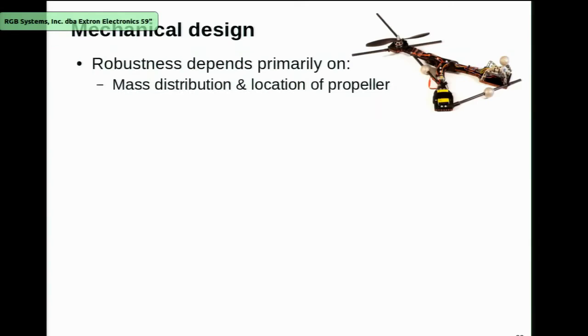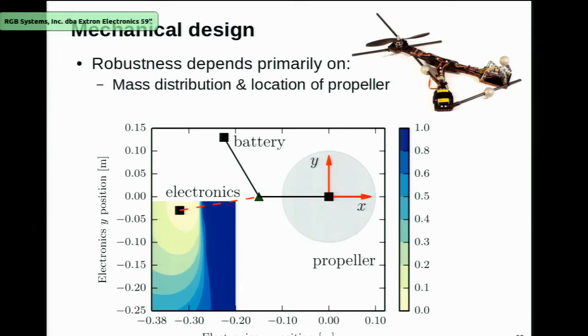Now, I just want to mention, why does it have this funny shape? It's not completely arbitrary. As we saw with the bispinner, the mass distribution is extremely important for the stability of this vehicle. So we tried to make the mass distribution to make our life easier. So we started off with the three massive components, the propeller, the battery, and the electronics on an equilateral triangle. And then we perturbed the location of the electronics, and we moved the electronics around.